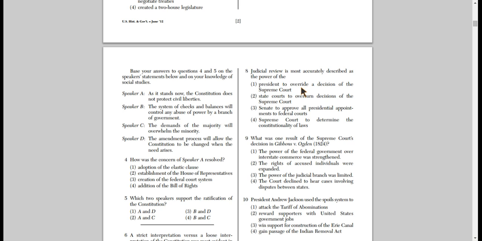The president to override a decision of the Supreme Court, he cannot do that. State courts to overturn decisions of the Supreme Court, they cannot do that. The only way that you can overturn a Supreme Court decision is with another Supreme Court decision, like, for example, Brown overturns Plessy, or through a constitutional amendment. And then 3, Senate to approve all presidential appointments to federal courts. The president nominates and the Senate confirms that, and that's right in the Constitution. So judicial review, remember, we have to have the court system in there, and that is the Supreme Court to determine the constitutionality of laws. All right, nice job.